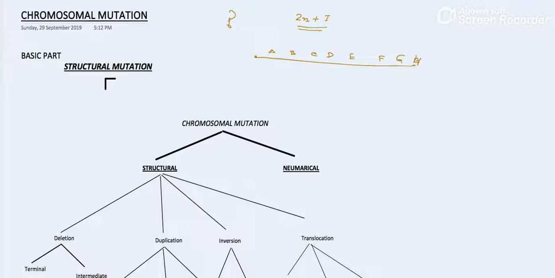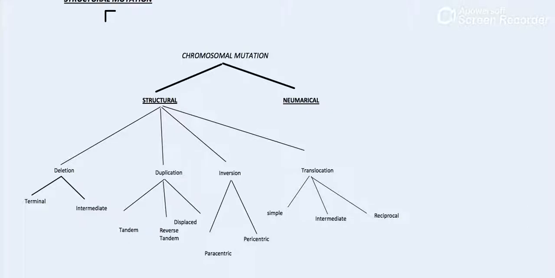Any kind of other changes may occur, and on the basis of the change, we can divide structural mutation into four parts. First is deletion, second is duplication, third is inversion, and fourth is translocation. Before going into the depth of this discussion, we have to know every term. First of all, we start with term number one, deletion.